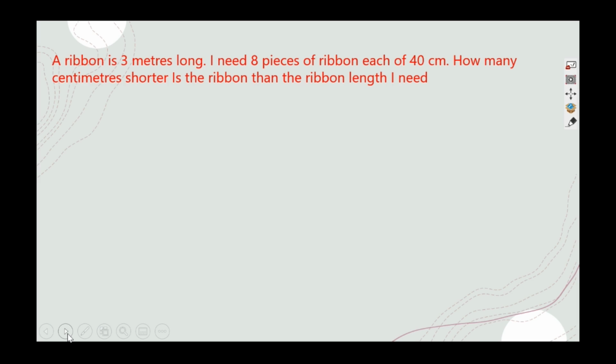I need 8 pieces of ribbon, each of 40 centimeter. How many centimeters shorter is the ribbon than the ribbon length I need? It is clearly given that the ribbon given is shorter. Okay, let it be. The length of the given ribbon is 3 meters.